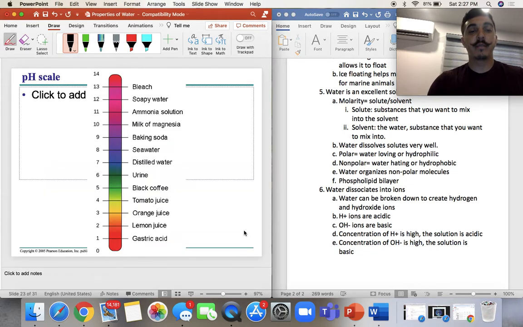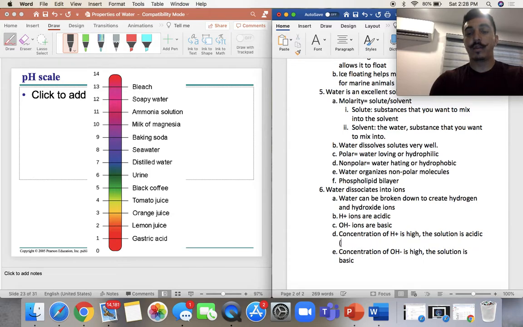So a couple of examples that are relatable. Something very basic is bleach. It's very, very basic. It has a lot of OH minuses. And you keep going down a little bit: milk of magnesia, ammonia, soapy water. Remember, the middle, 7, is neutral. So when the concentration is the same on both, that's when you have a neutral solution, or 7. So let's add in here, so we don't forget, the numbers from like 0 to 6 approximately.